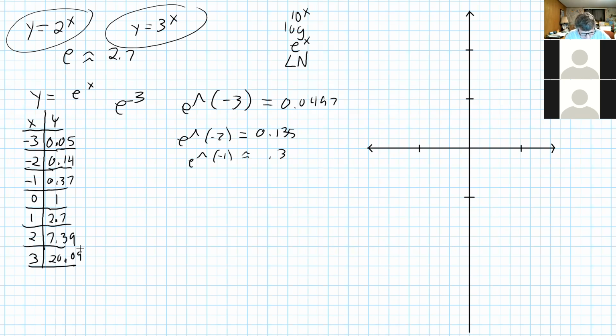All right, so when x is negative 3, y is 0.05, which is right down close to the x-axis. At negative 2, we go to 0.14, which is about 1/7. That's just slightly above it. At negative 1, we're at 0.37, which is about 1/3. At 0, 1, I'm feeling good about that point. At 1, 2.72, at 2, 7.39, and at 3, it's off the graph. So what do I have here? Let's see if I can find a piece of my plastic graph here that makes it accurate.